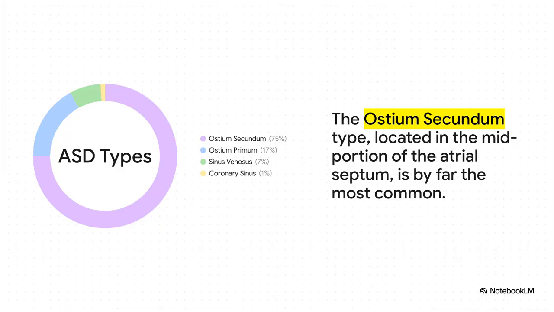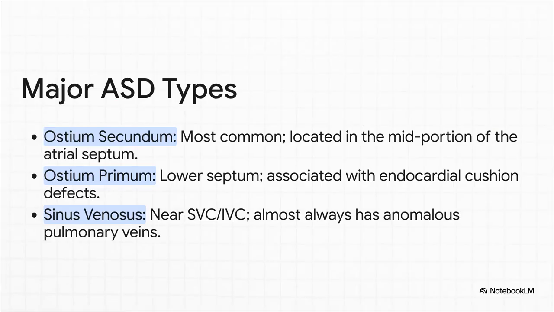Okay, but here's where it gets interesting. Not all ASDs are created equal. Where that hole is located is super important for how we diagnose and treat it. And you can see from this chart, the vast majority, we're talking about 75% of them, are what we call ostium secundum defects. They're located right in the middle of that atrial septum. So let's zoom in on the big three.